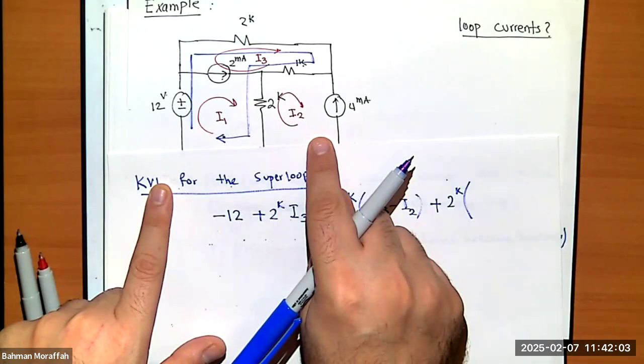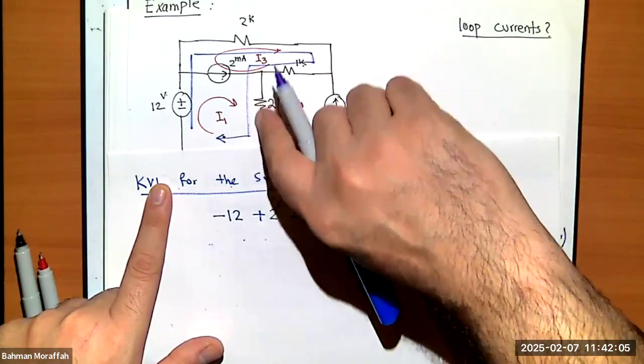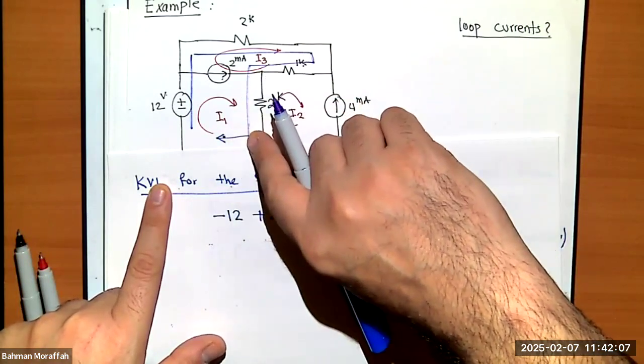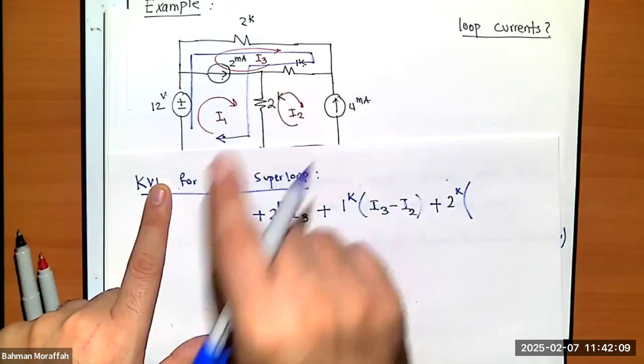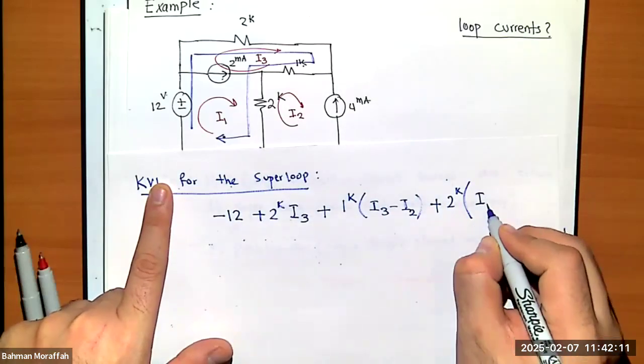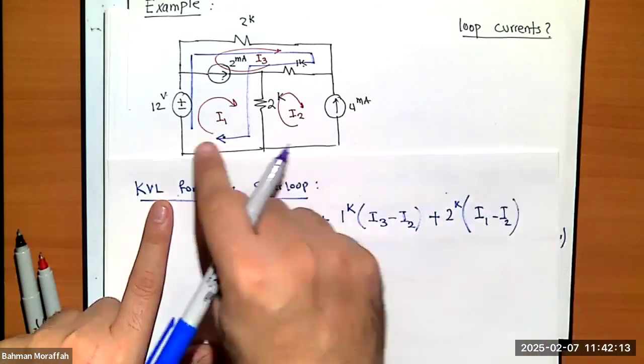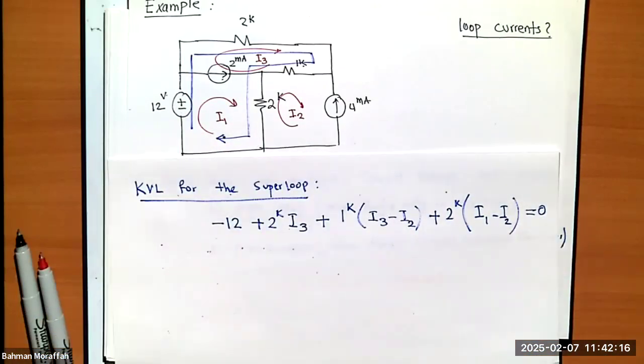I1 minus I2. Right? Remember, I1 is going down, which is the same direction as my super loop. I2 is the opposite direction of my super loop. So it's I1 minus I2. And I close the loop. That should be seen. Right?